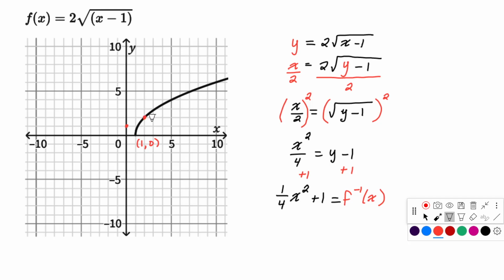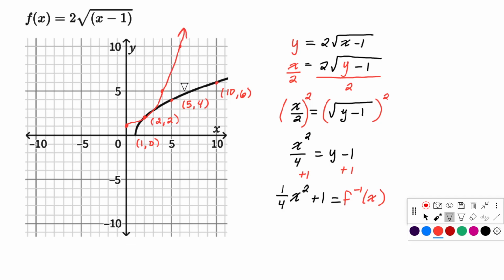My next lattice point that I see on my original function is at 2, 2. Well, if I switch those around, that's also the point of my inverse. And then I have a point at 5, 4. So my inverse would be at 4, 5. And I have a point at 10, 6. So that's going to give me a point at 6, 10. So here is half of the parabola.